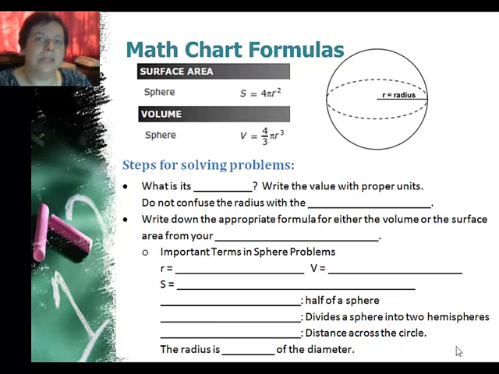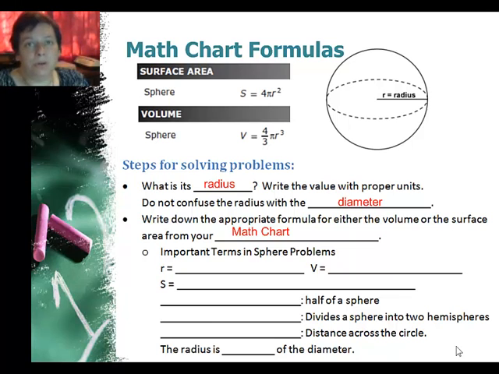So first of all, let's take a look at the steps for solving the problems. First thing you need to know when working with spheres is what its radius is. Sometimes you could be looking for the radius, but if you have it, write the value down with proper units. Do not confuse the radius with the diameter. Diameter's all the way across. Radius is from the edge to the center, or halfway across if you want to think of it that way. Write down the appropriate formula for either the volume or the surface area from your math chart. And I have both those formulas showing right here, and they are also in your notes. So even if you don't have a math chart with you, your notes can be quite helpful.